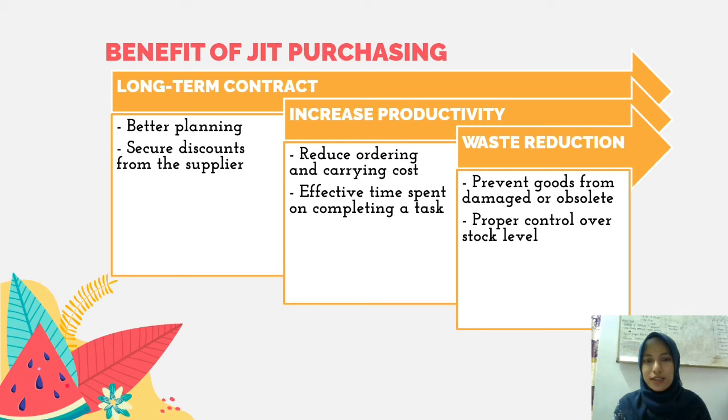And lastly is waste reduction. As you know, JIT emphasizes having exactly the units of inventory at one particular time. So it helps to prevent goods from damage or becoming obsolete. And thus the management can have proper control over the stock level of their firm.